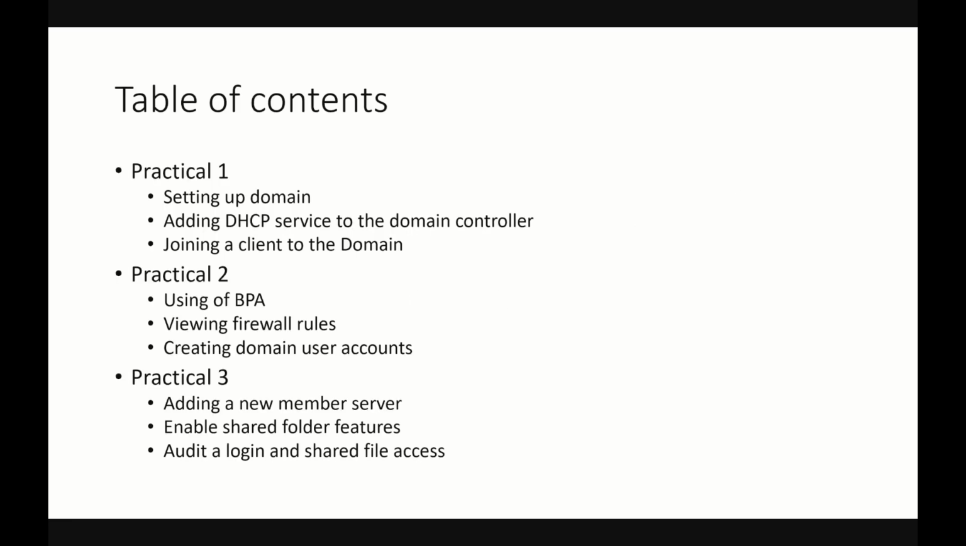What I will be talking about. For practical one, I'll be talking about setting up the domain and adding a DHCP service to the domain controller, as well as joining a client to the domain. For practical 2, I will be showing you how to use the BPA in the domain controller, as well as viewing the firewall rules. And I will also be showing you how to create a domain user account. For practical 3, I will be adding a new member server as well as enable the shared folder features and also audit a login and shared file access.